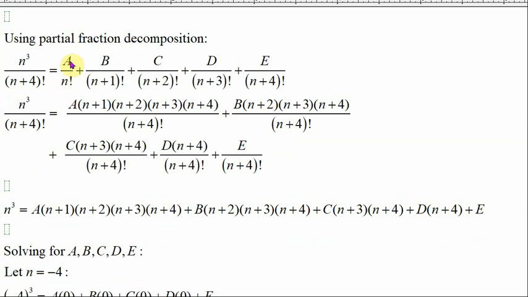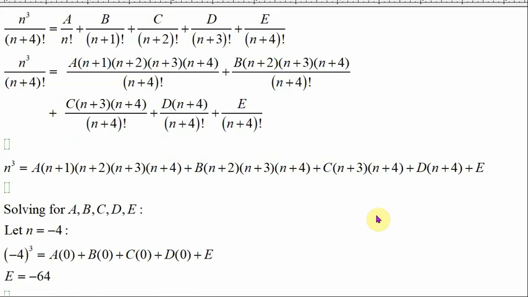And for the term with the constant a, we can rewrite it like this, so that we get (n plus 4) factorial in the denominator. And the term with the constant b, we'll rewrite it like this, and we get (n plus 4) factorial in the denominator. The term with the constant c, and the term with the constant d, are rewritten similarly, and the term with the constant e, we'll leave as it is. So now we can see that each expression here has a denominator of (n plus 4) factorial. So what this means is that we get n to the third is equal to the sum of all the numerators here.